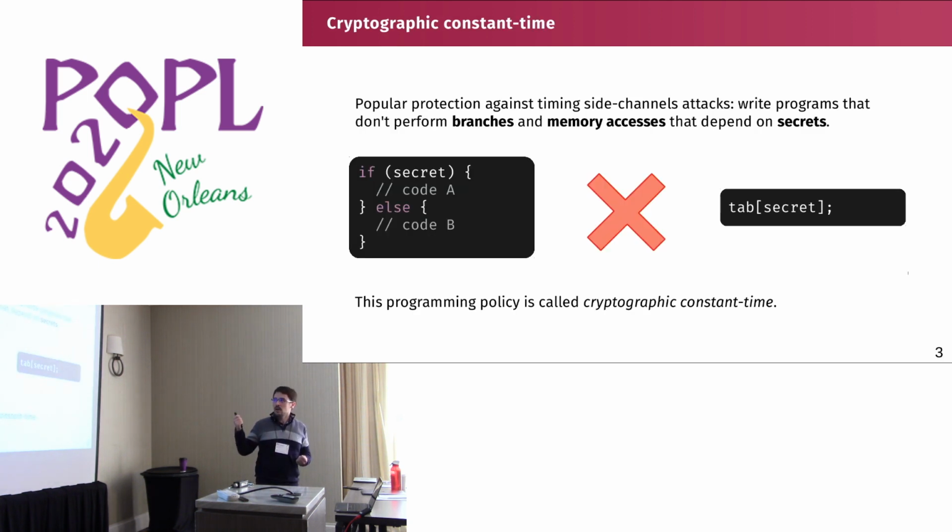The one we are focusing on is cryptographic constant time, which consists in not writing any kind of construct in your program whose execution time will depend on secret data. For example, you don't want to write any branching whose condition depends on a secret, or you don't want to write any kind of memory access whose address depends on a secret. Complying to this restriction is a programming policy which is called cryptographic constant time.